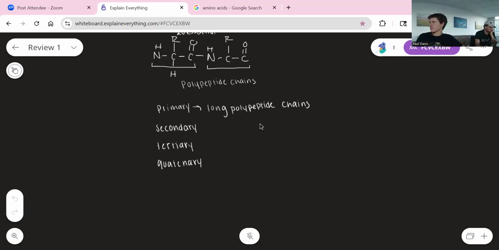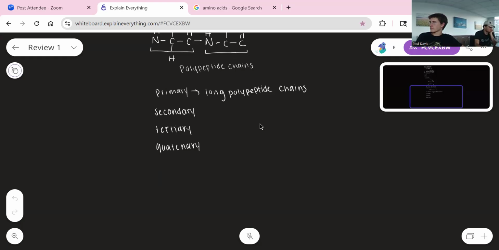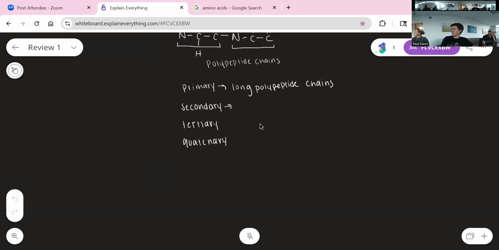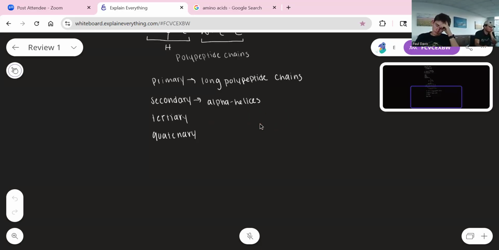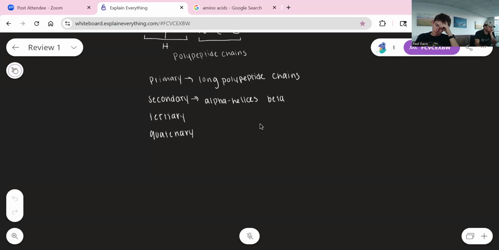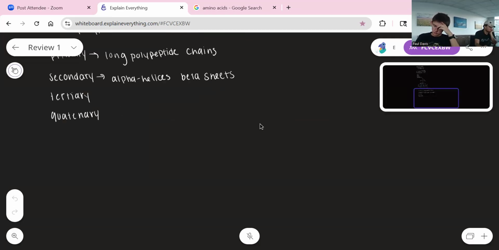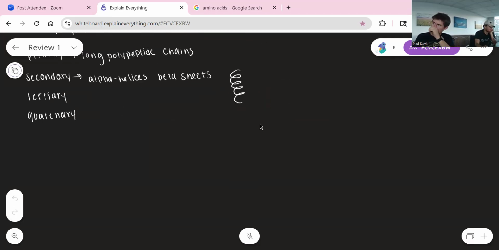So basically, your primary protein structure is just going to be a long polypeptide chain. And then we move into secondary. Secondary is when they're called alpha helices and beta sheets. Alpha helices kind of look like little spirals like this throughout your protein structure. Beta sheets, on the other hand, look something like this.